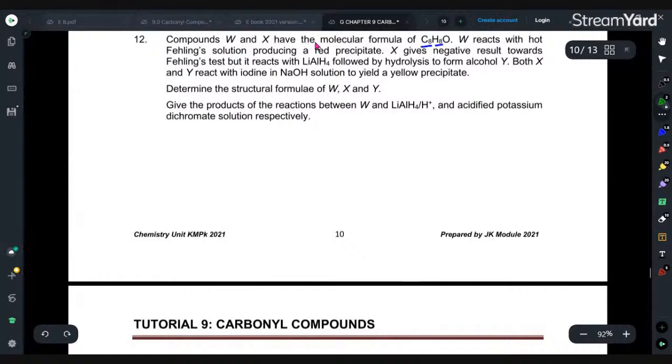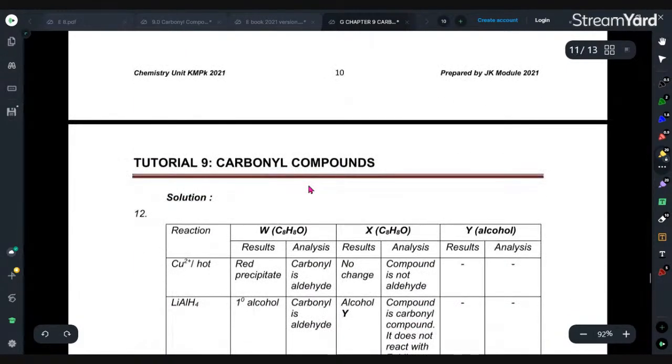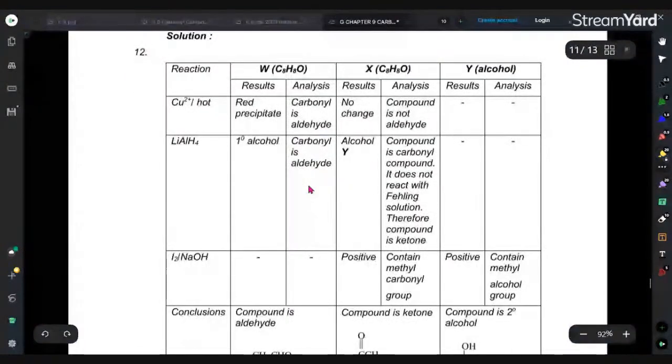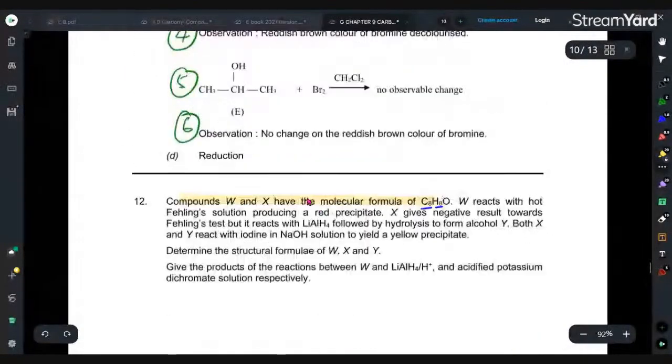Compound W and X have the molecular formula CH. Okay, so you have to explain this statement. What does this statement stand for? This one you have to write down. The answer scheme does not state it, but you have to write down.